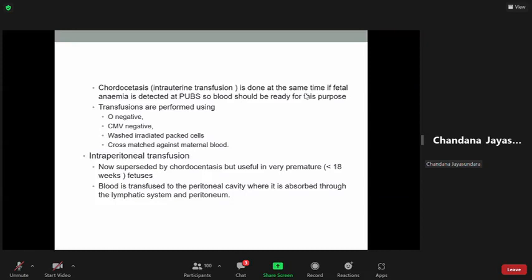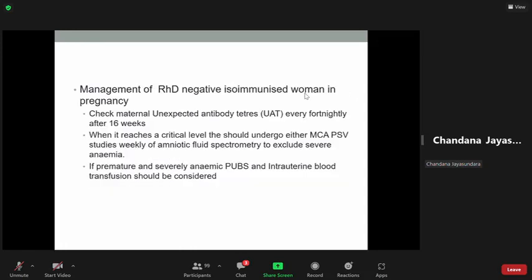But say the baby is only 20 weeks or 24 weeks, we can't deliver the baby yet. Then we have to maintain the baby inside the uterus. For that, this severe anemia is causing trouble and heart failure. So we might have to give transfusions, and that will be done using cordocentesis or intraperitoneal transfusion.